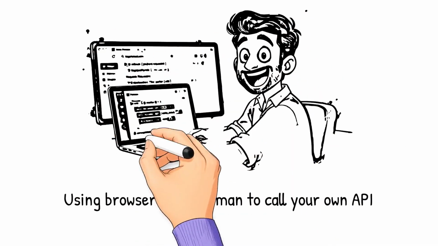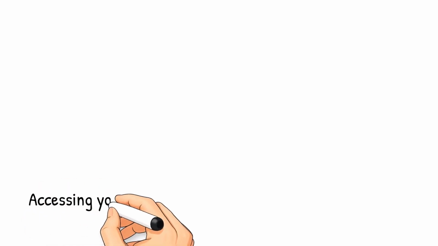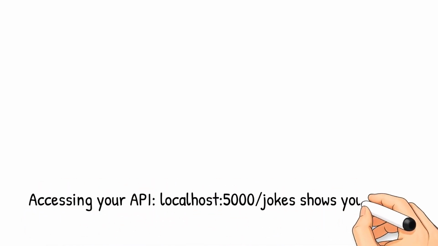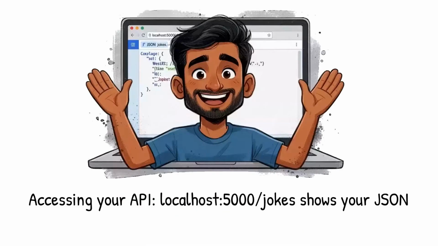Here's the beautiful full circle moment. We're going to use those exact same tools, but this time to call your own API. Open your browser and type localhost:5000/jokes. Hit enter. And there it is, your joke served back to you as clean JSON, straight from a server you built, running on your machine.